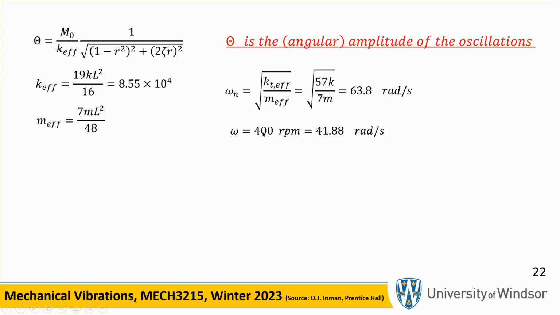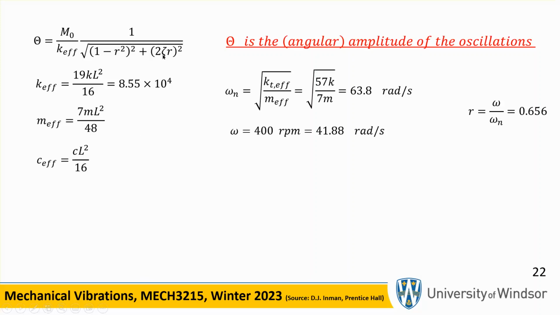We are told that the frequency of the forced vibration is 400 RPM. And remember, the load was M naught cos omega t. You're told that omega of that harmonic load is 400 RPM, which is 41.88 radians per second. The frequency ratio is the ratio of omega over omega n. You just plug it in. So this number over that number is 0.65. Then I can go in here, plug in the value of R, K effective we calculated, M naught was given to us in the problem, and yeah, I need a psi here.